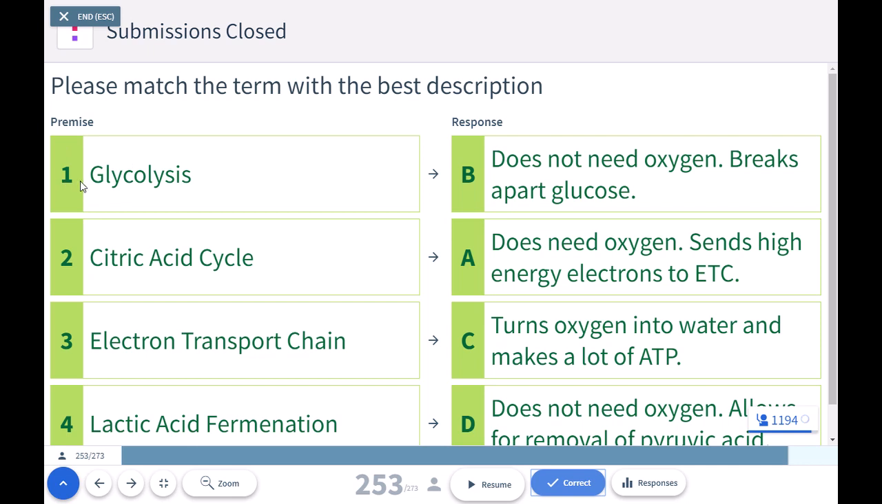So when we look at glycolysis, glycolysis breaks apart glucose. It does not need oxygen. When we look at the citric acid cycle, it does need oxygen, and it's going to send high energy electrons to the electron transport chain. When we look at the electron transport chain, it is going to take oxygen, turn it into water, and it makes a ton of ATP. And when we look at lactic acid fermentation, it does not need oxygen, and we use it to get rid of pyruvic acid.